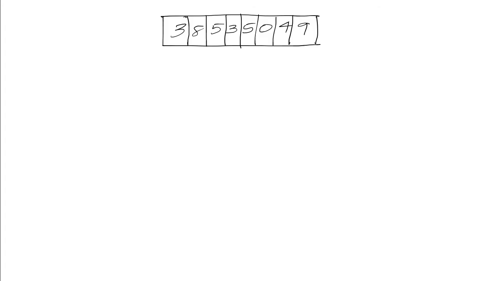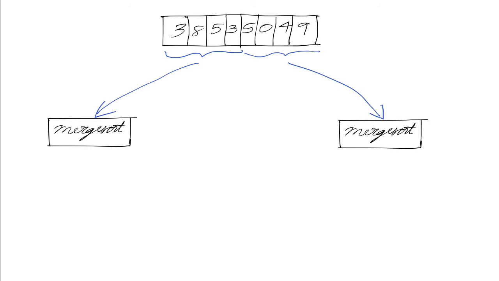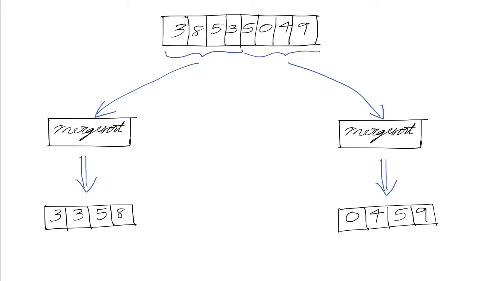Let's consider these elements in an array. The first half and the second half are given as input to the merge sort routine. This is the recursive calls made twice for each half of the list. The output of the merge sort is a sorted list of the first half, and on this side we get a sorted list for the second half.